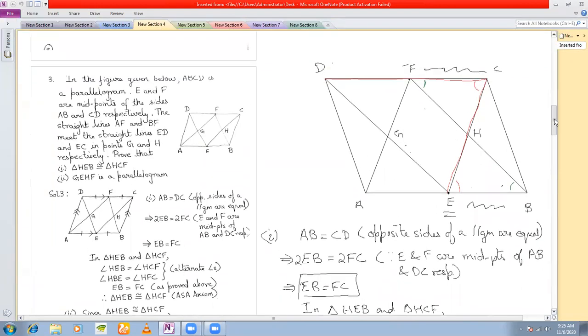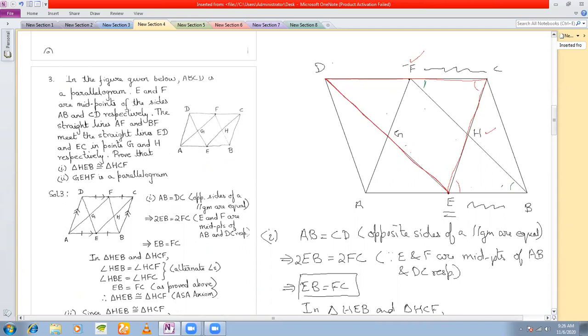As I was talking about this triangle here, this red triangle. Okay, look at this triangle. We can say that F is the midpoint because it is given. Can we say H is the midpoint of this side EC? Can you tell me whether H is the midpoint of EC? Yes, sir. Why?